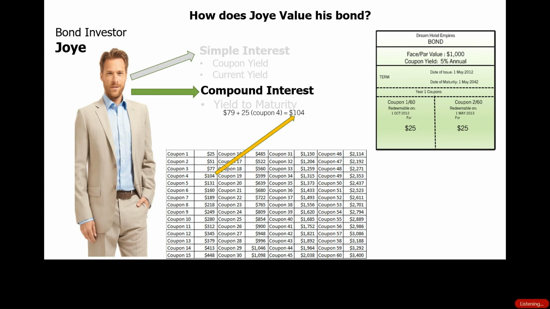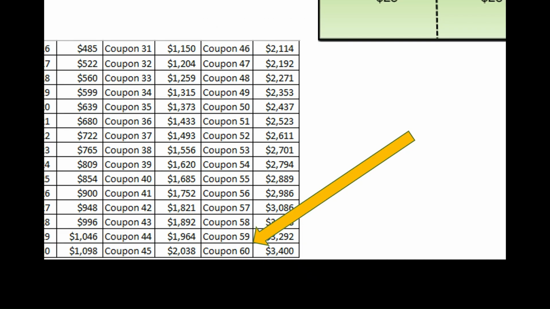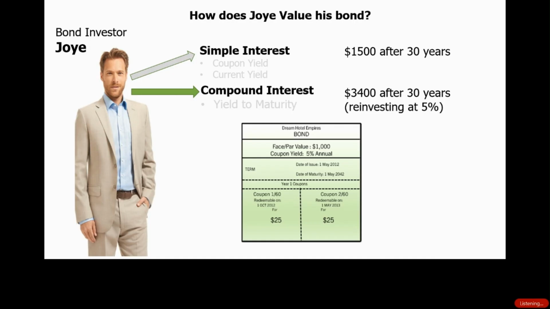So as you can see, when we go through these coupons, when you get up to the 60th coupon, Joey would actually have $3,400 at the end whenever he receives his last coupon payment. So let's compare the simple interest versus the compound interest.